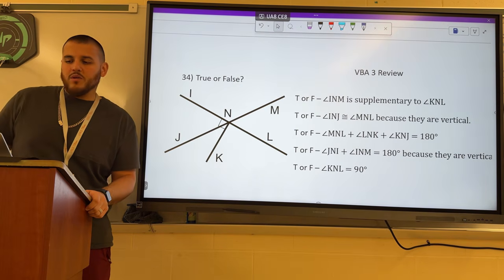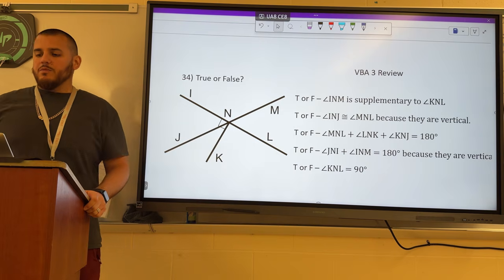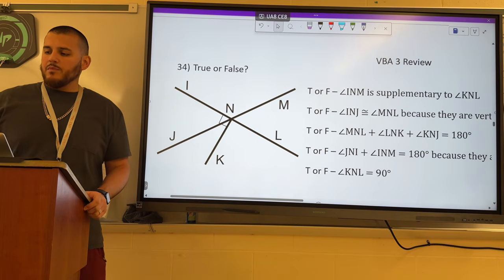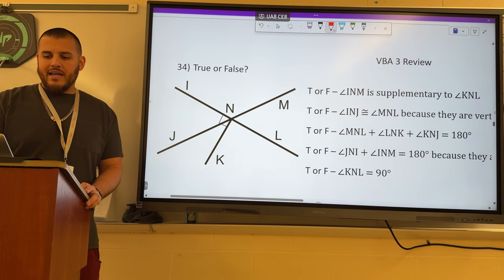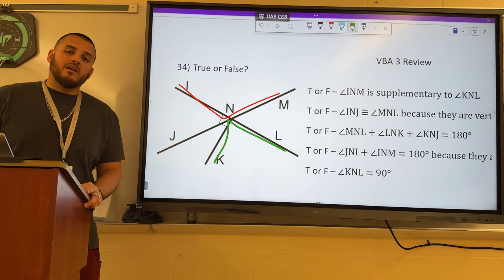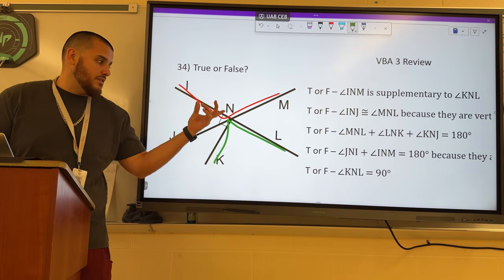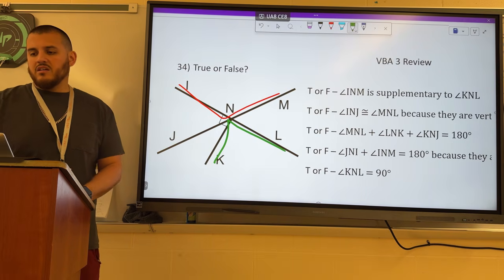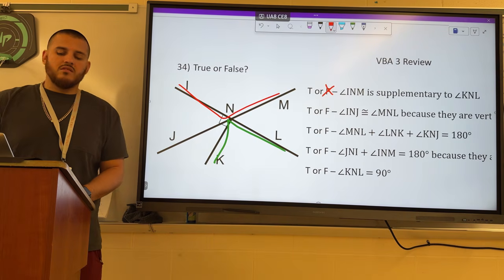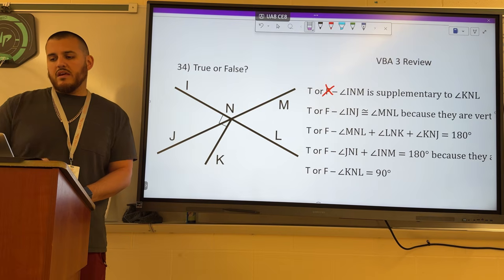In example 34, we have some true or false. First example, true or false, angle INM is supplementary to angle KNL. INM, KNL. These angles are not adjacent on a straight line. There is no evidence that one of them is 90 degrees, that the other is 90 degrees. False. These do not add up to 180. There's no evidence of that being true.